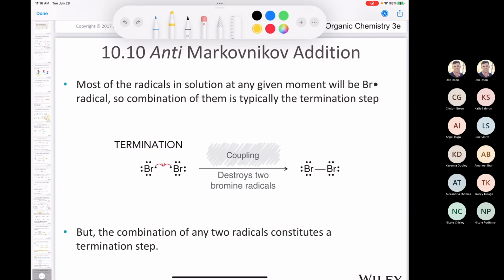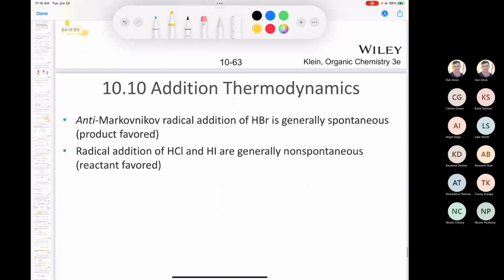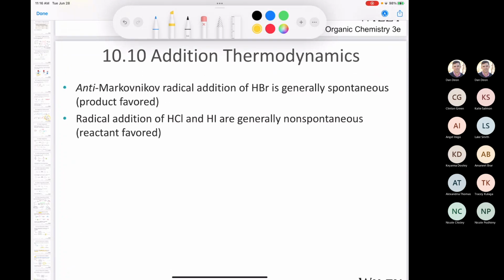Two of them come together and make a Br2 molecule, and that annihilates your radicals or destroys them, okay? But the bottom line is, the combination of any two radicals counts. Any two radicals coming together, that counts as a termination step, and that's the entire mechanism right there, the whole thing.